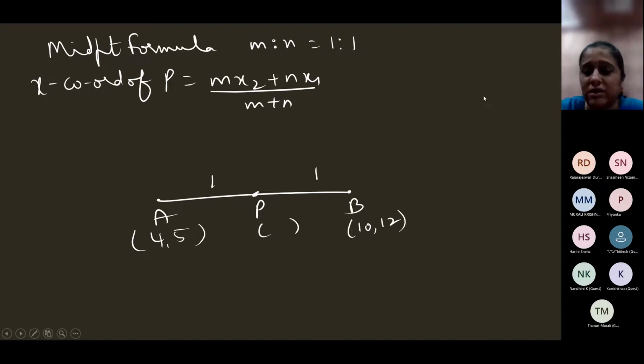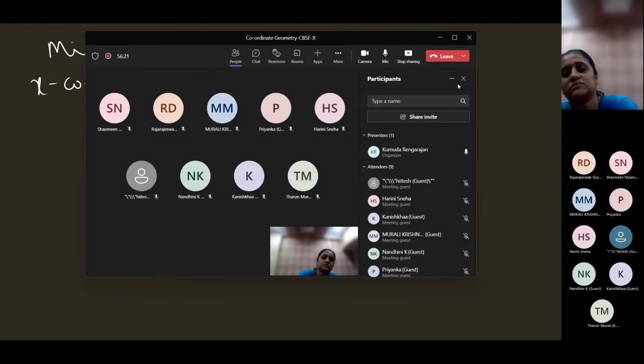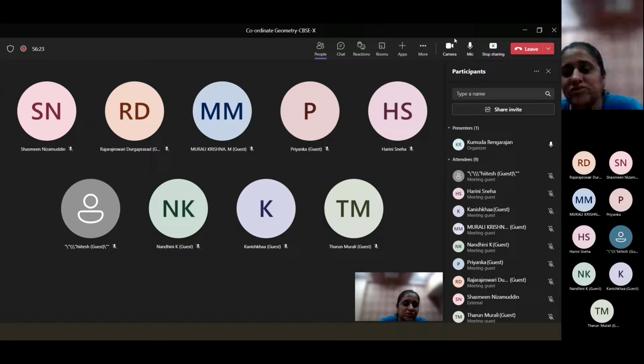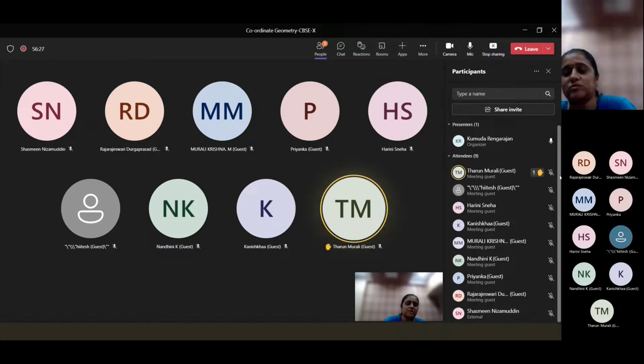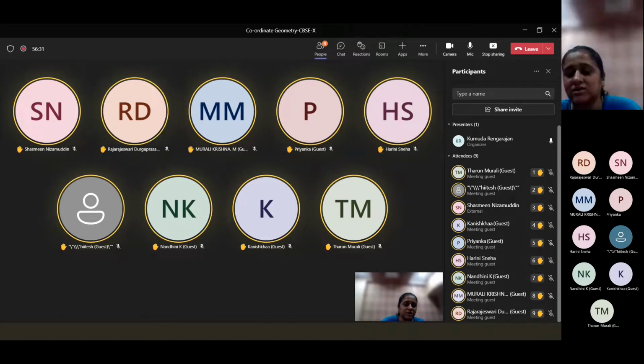Please answer. Am I audible? Class, use the emoji, raise your hand. Tarun, Murali, Hitesh, Sashmin, Kanishka, Priyanka, Harini, Sneha, Nandini, Murali, Rajarajeshwari. Very good. All right.